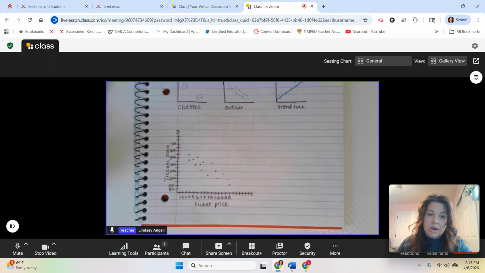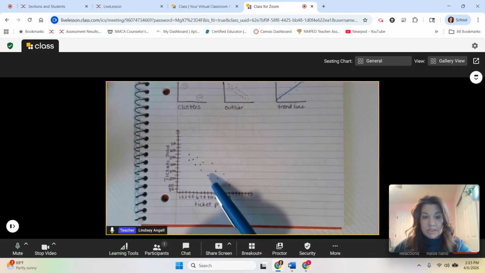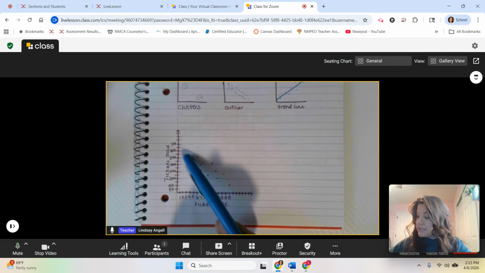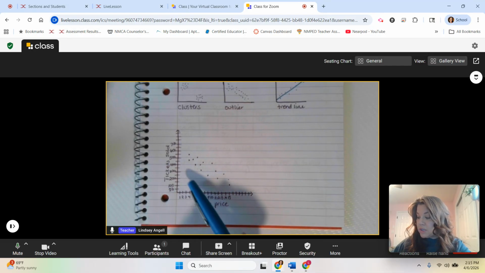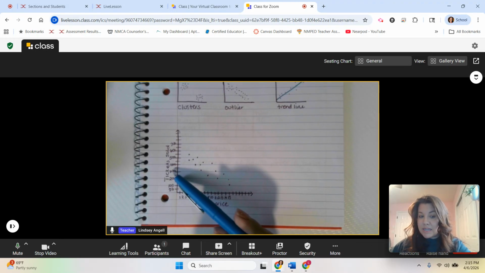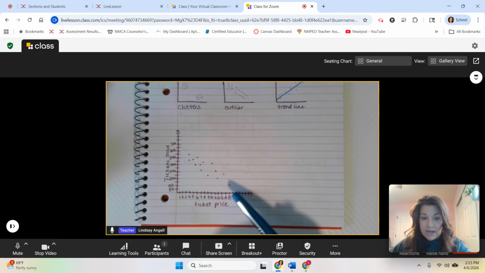For this one, I have a scatter plot set up that is comparing the tickets sold to the ticket price. And you can see we have a linear association. It's also a negative linear association, right? It looks like it's going downhill. What this is showing us is that as the price of the ticket goes up, the tickets sold go down, which tells us people don't want to spend more money on these tickets.